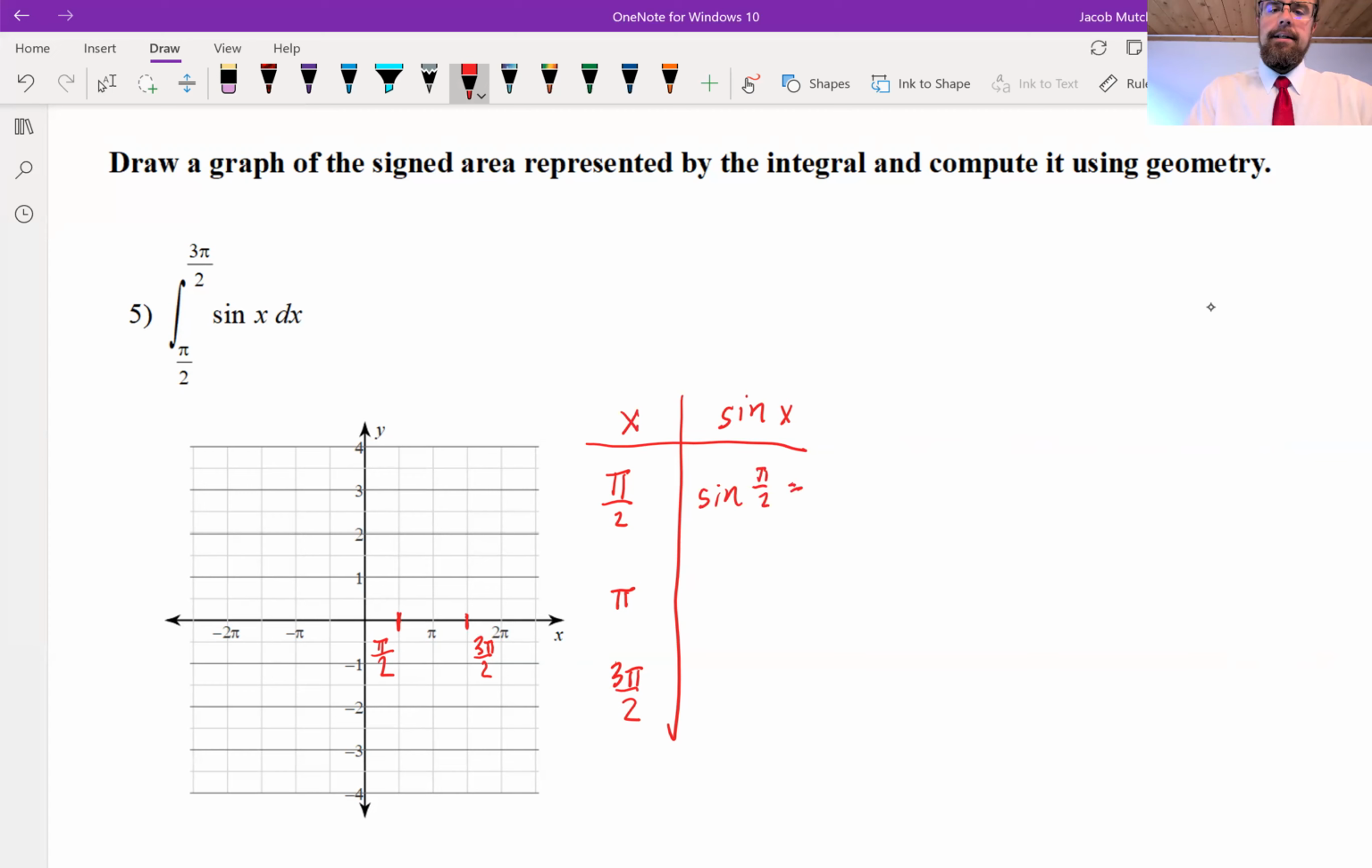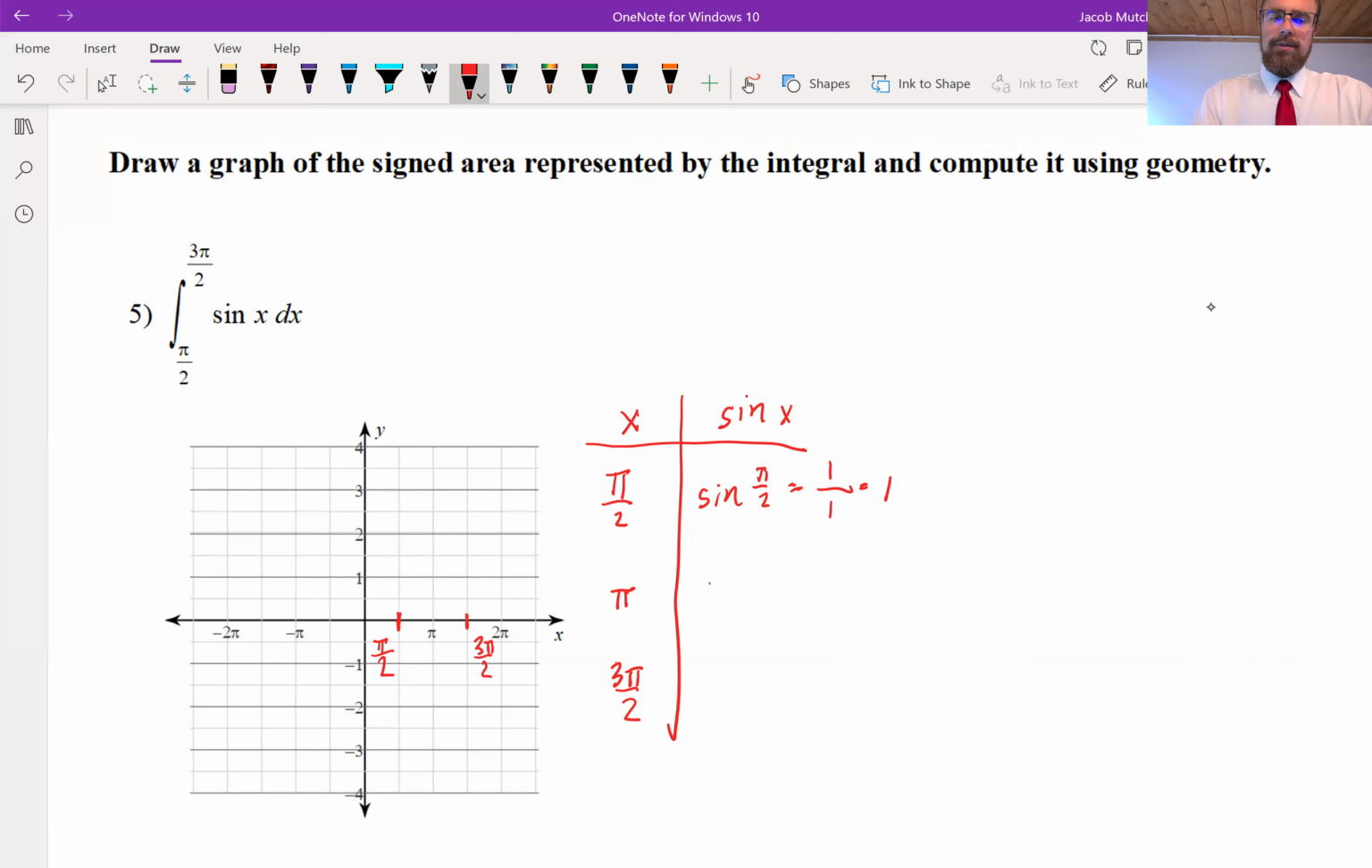Sine of pi over 2, remember that's 90 degrees. And when I think sine is the vertical component divided by the radius. Well, at 90 degrees, those are identical. It's going to be a vertical component of 1 and a radius of 1. So it has the value of +1.